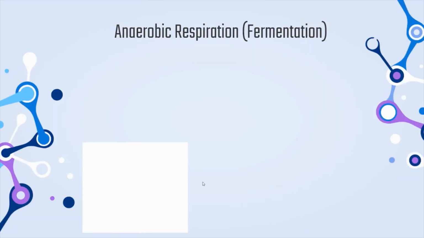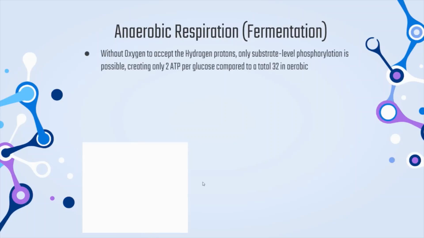Anaerobic respiration or fermentation happens when there is no oxygen available. Without oxygen to accept these hydrogen protons, only substrate level phosphorylation is possible, and only 2 ATP per glucose can be produced, compared to a total of 32 in aerobic when oxygen is available. And this consists of glycolysis and the regeneration of NAD+.